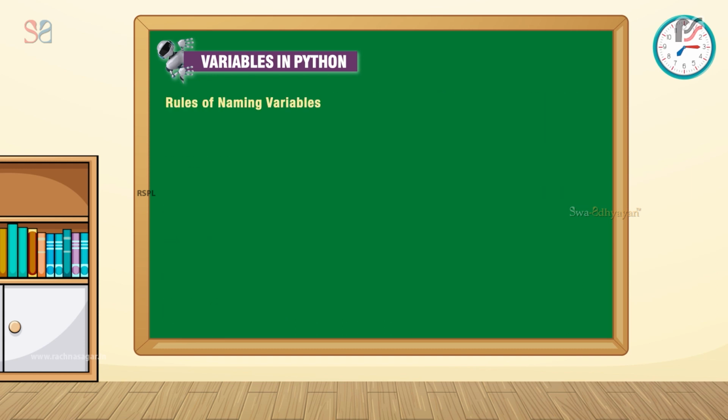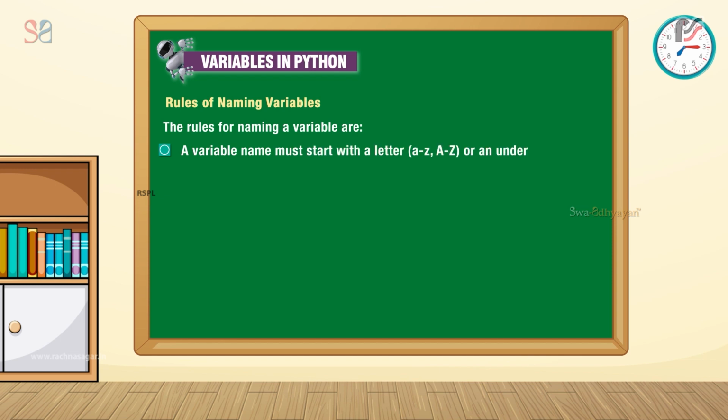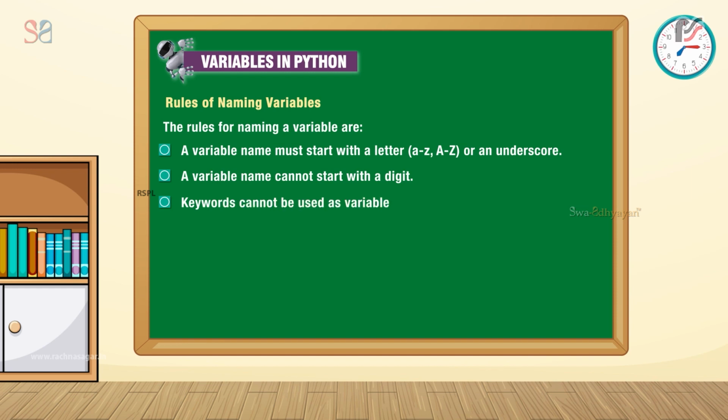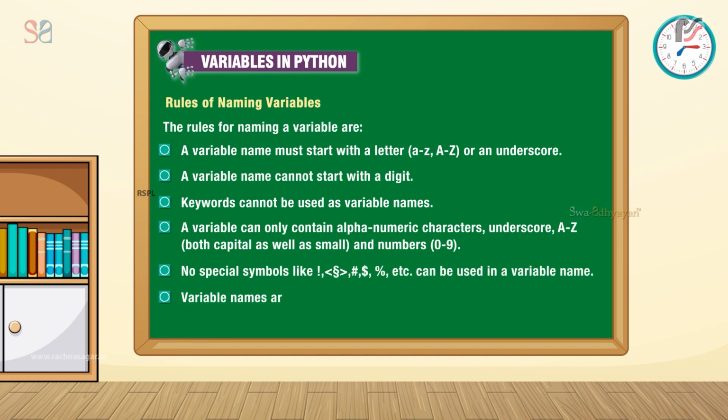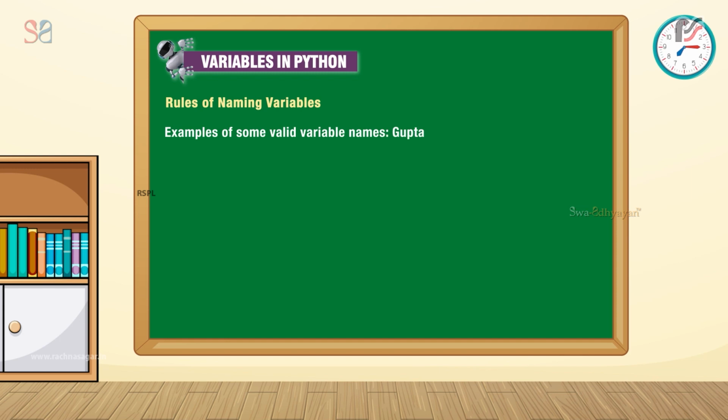Now about the rules of naming variables. A variable name must start with a lowercase or uppercase letter from A to Z or an underscore. A variable name cannot start with a digit. Keywords cannot be used as variable names. A variable can only contain alphanumeric characters: underscore, A to Z, both capital as well as small, and numbers from 0 to 9. No special symbols like these can be used in a variable name. Variable names are case sensitive. They can be of any length. These are examples of some valid variable names and of some invalid variable names.